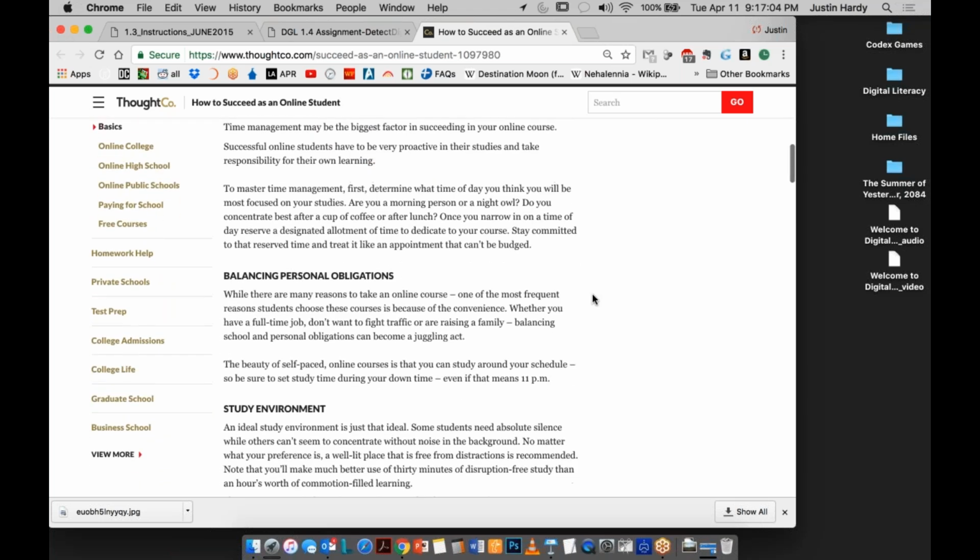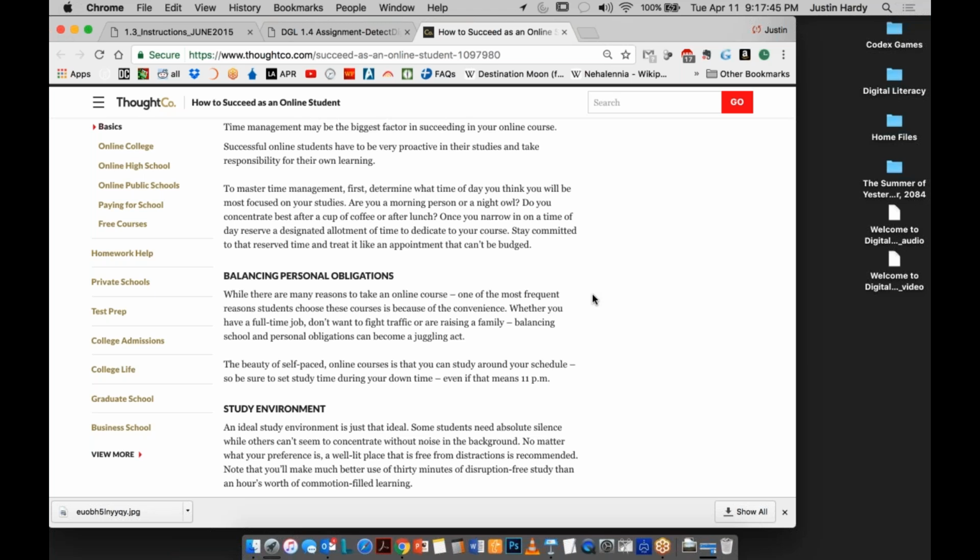Time management. So time management may be the biggest factor in succeeding in your online courses. Successful online students have to be very proactive in their studies and take responsibility for their own learning. So you guys have to understand how to use your time properly, how to get your discussion post on time, and then give yourself enough time to study and maybe work on the assignment and then do your quiz right after, or however you want to organize it. It's going to be important that you find a rhythm that you can dip into so that you can complete your work on time. And if you have any questions, you have enough room to breathe to be able to adjust your work a little bit to make up for any deficiencies based on the answers that your instructors give.